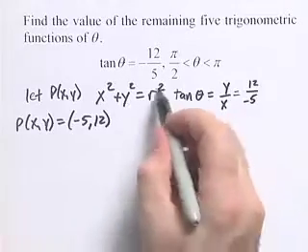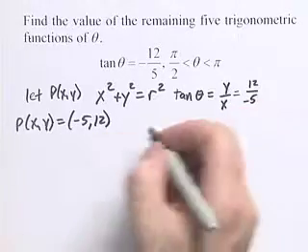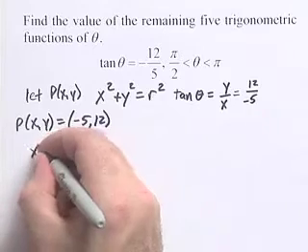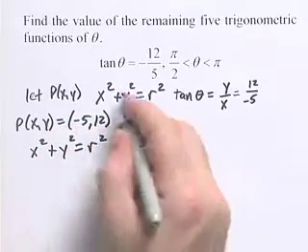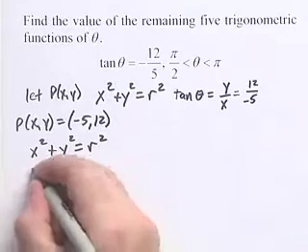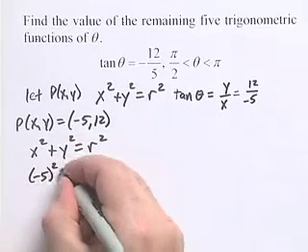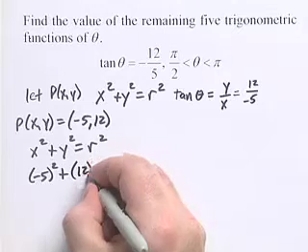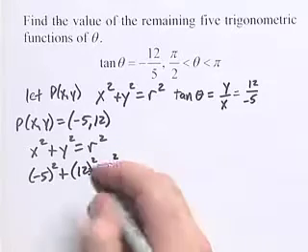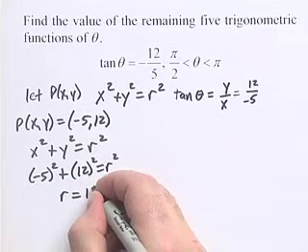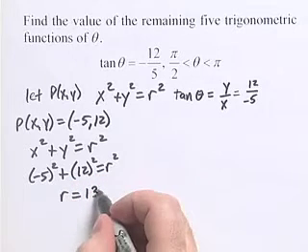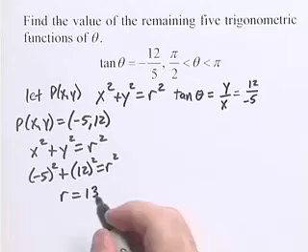First, we're going to need to find the value for r. Since we know x and y, we'll put those values in. X squared plus y squared equals r squared. That's our circle. X is negative 5. Negative 5 squared plus 12 squared equals r squared. And if we solve this for r, we'll get that r is equal to 13. Remember that r is the radius of the circle, so it's going to be a positive value.